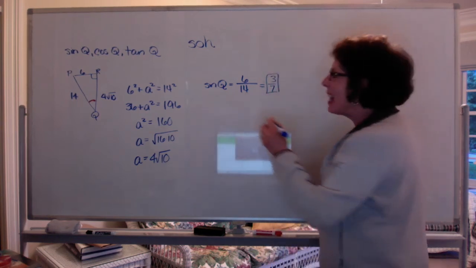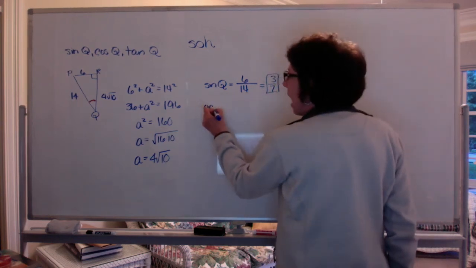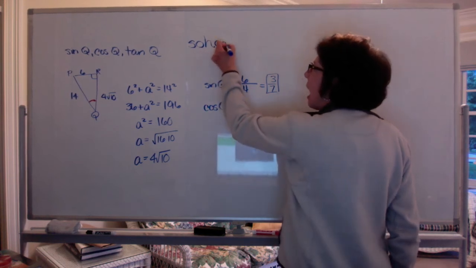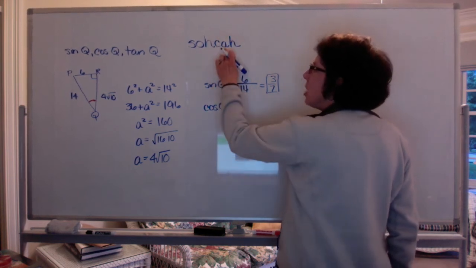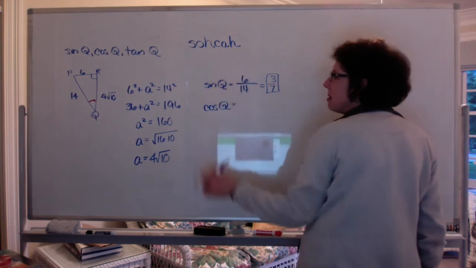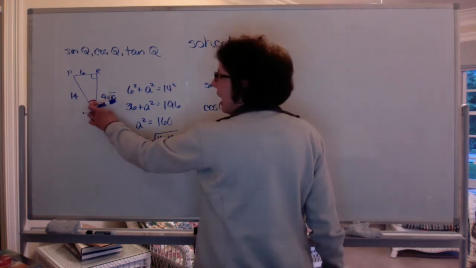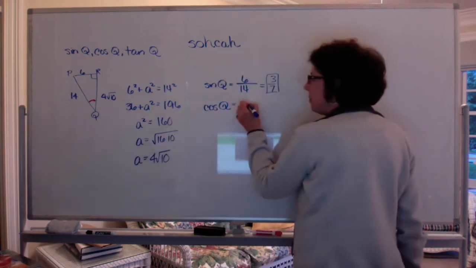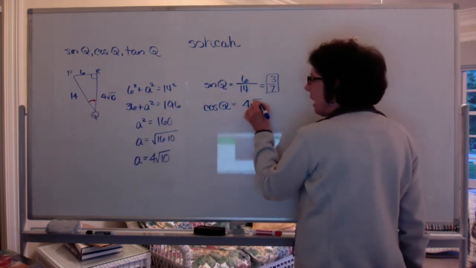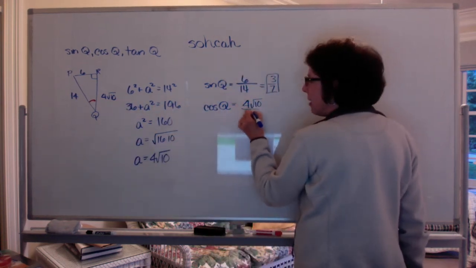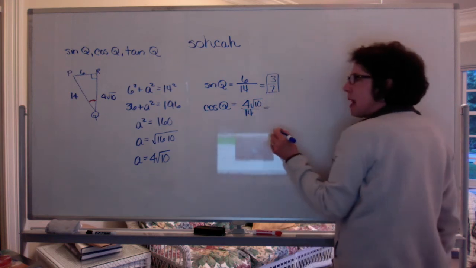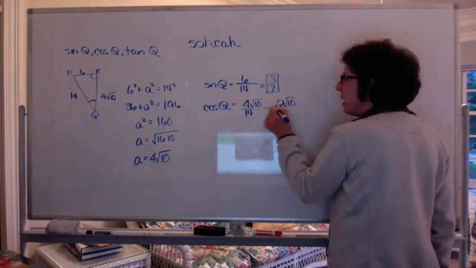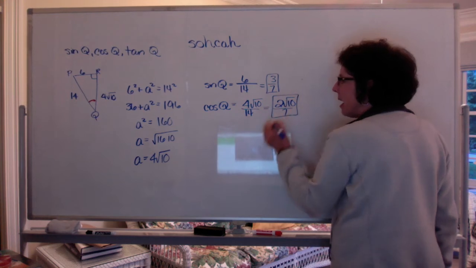I hope so. Now let's go to the cosine of Q. Cosine is adjacent leg over hypotenuse. Well, what's the adjacent leg? The adjacent leg is 4 root 10. So I've got 4 root 10 over the hypotenuse. Now, can that be simplified? You betcha. 4/14 is 2/7, so I've got 2 root 10 over 7.